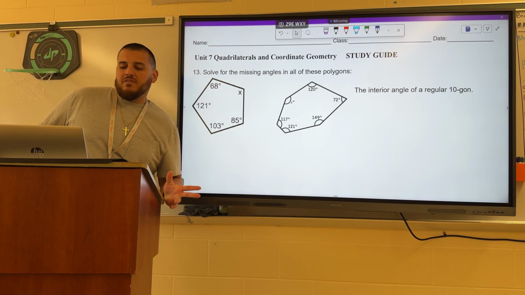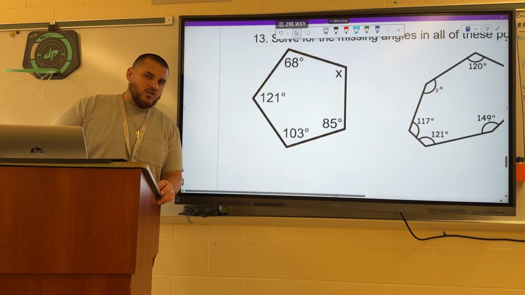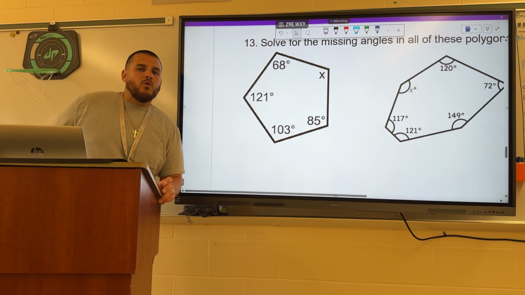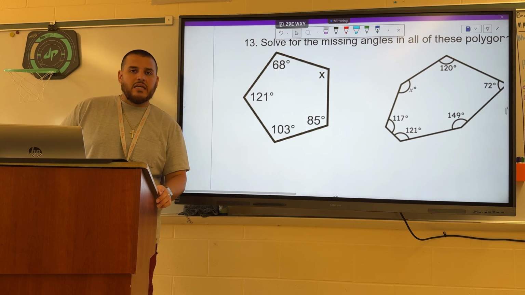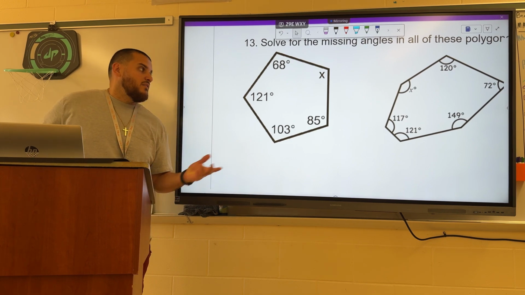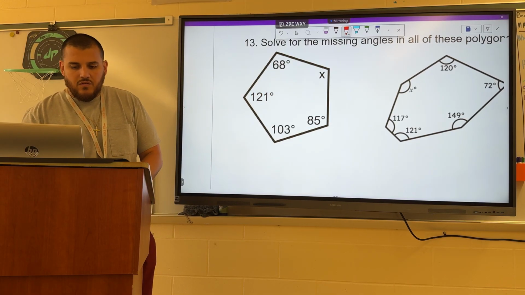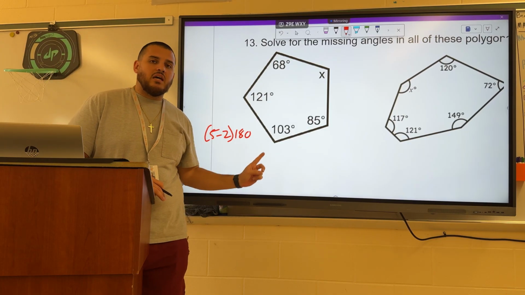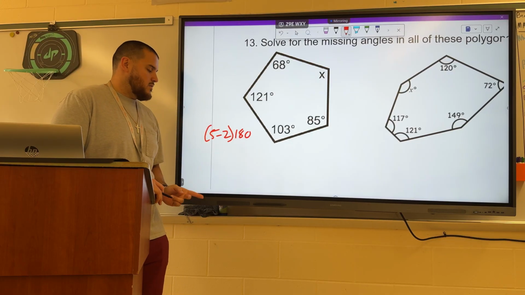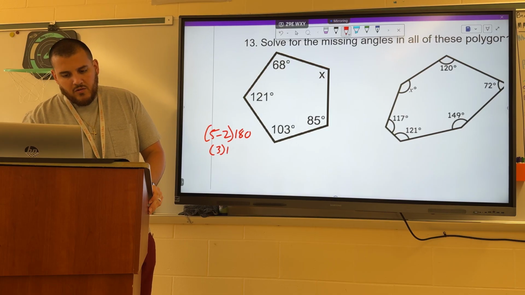In example 13, we have 3 scenarios where we have to find a missing angle inside of a shape. Right, we told you about this earlier. We're going to have this problem where we have to do n minus 2 times 180 to find the sum of the interior angles of a shape. So we have a 5-sided shape. That means to know what all of these add up to, I have to do 5 minus 2 times 180. Again, the 5 comes from the number of sides or the number of angles or the number of vertices. Those are all the same. 5 minus 2 is 3. 3 times 180 gives me 540 degrees.